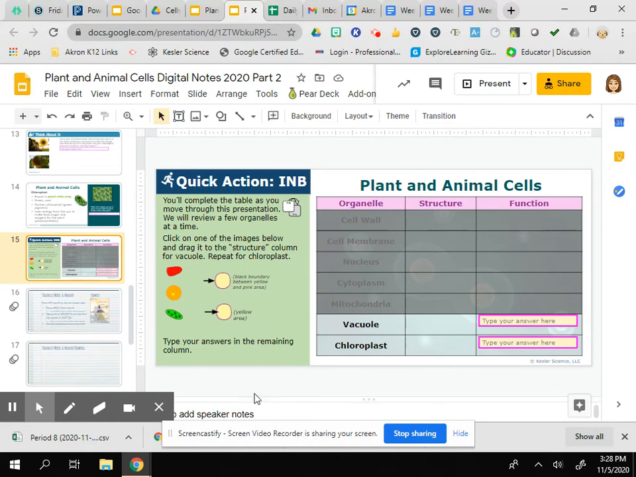All right, here we go. We have to identify two more cell parts, the chloroplast and the vacuole. So you're going to figure out which one they look like here and drag them over into the structure column and then type in the function.